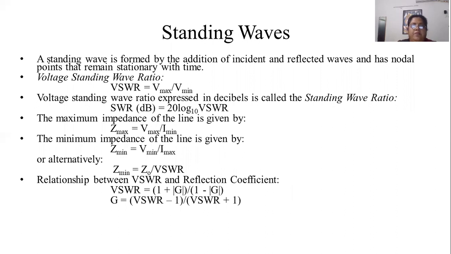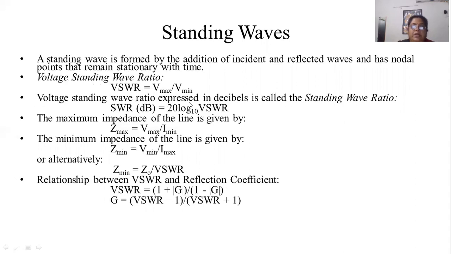A standing wave is formed by the addition of incident and reflected waves and has nodal points that remain stationary with time. So we can say that a standing wave is the superposition of the incident wave and the reflected wave. These points are the standing points which do not move, so it is called a standing wave. Voltage standing wave ratio is equal to Vmax upon Vmin.